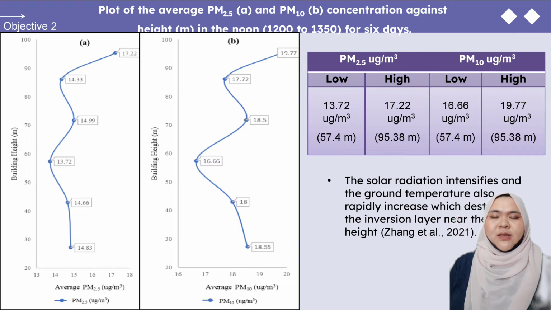Next, during the noon sampling period, the lowest PM10 and PM2.5 were recorded at the same height, which is 57.4 meters. For example, 13.72 microgram per cubic meter for PM2.5 concentration, and 16.66 microgram per cubic meter for PM10 concentration. Meanwhile, the highest concentration for both PM is located at 95.38 meters. For example, PM2.5 concentration is 70.22 microgram per cubic meter, and PM10 concentration is 90.77 microgram per cubic meter.